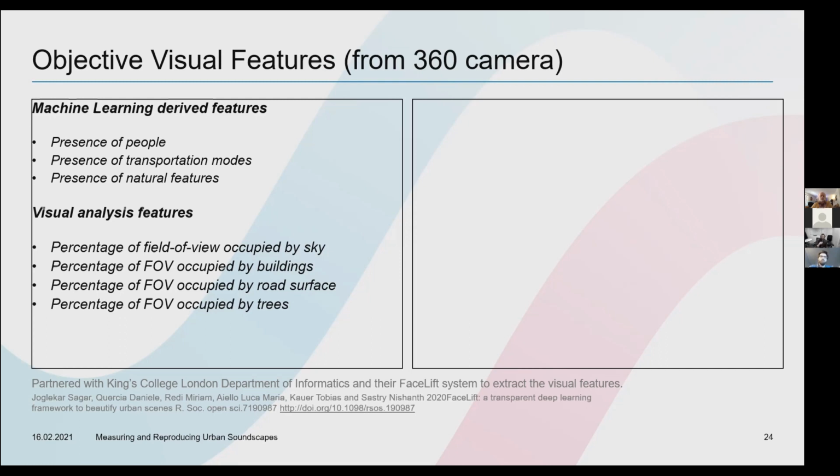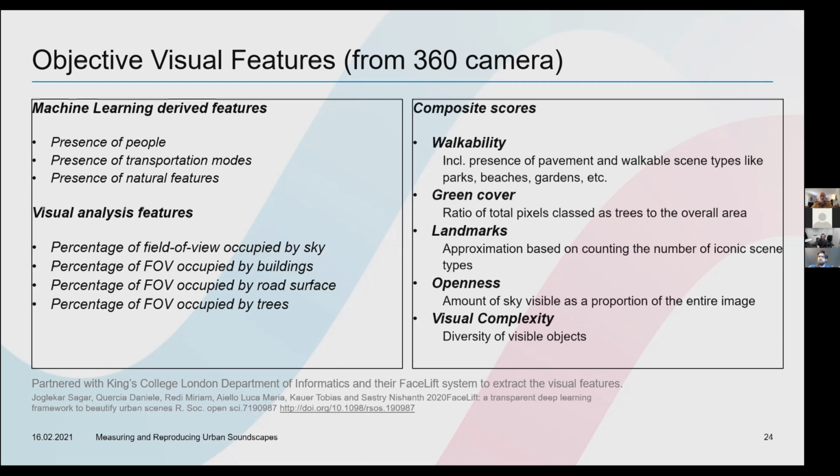But because we also partnered with King's College London, and their facelift system, which is utilized for characterizing the visual beauty of certain scenes, which they developed to be applied to things like Google Street View data. They have some composite scores that combine all these more raw features and give a score for the walkability, the green cover, the presence of landmarks, the openness and visual complexity of the visual scene. And so those visual scores can be combined with the acoustic scores to tell us how these things interact in order to predict people's perception of a particular environment.